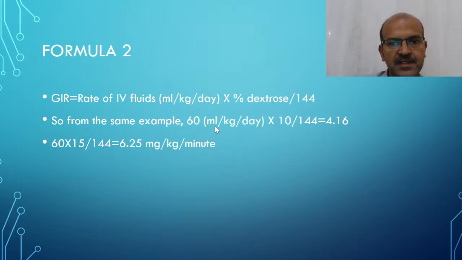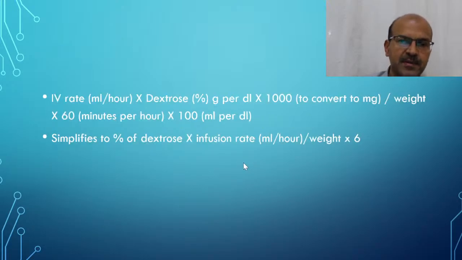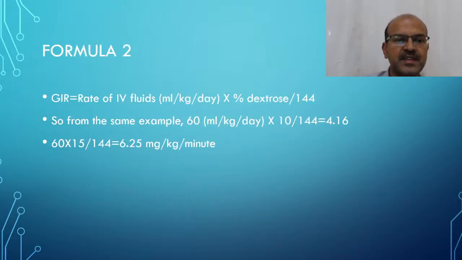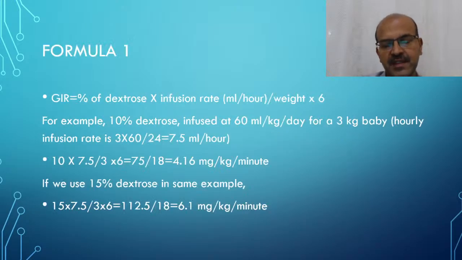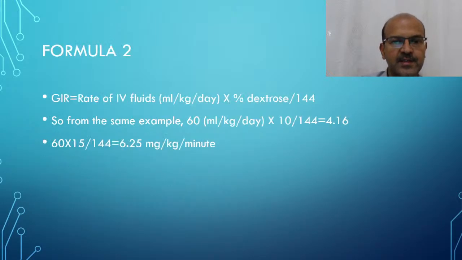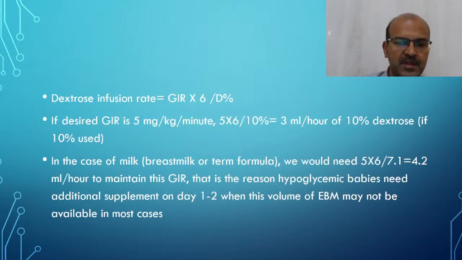So we have 60 ml per kilo per day, and you're using 10% dextrose. Multiply that by 10 and divide by 144, it will be 4.16. So we get the exact same answer as we got earlier, and obviously if you use 15% dextrose, you get 6.25 milligram per kilogram per minute. So you can use whichever formula suits you. If you're calculating TPN, for example, you would already have the infusion rate calculated, so it's easier for you to use the weight times 6 formula.